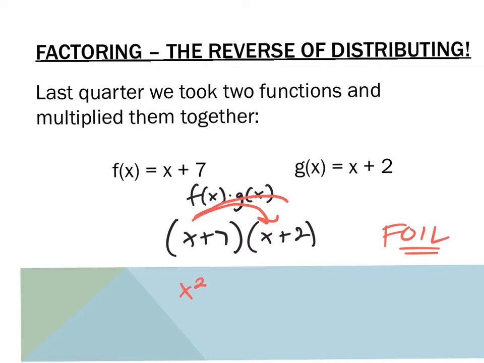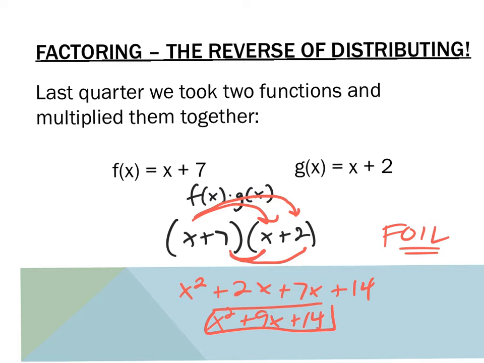The outside term would be x times 2, which would become 2x. The I stands for inside, so that becomes plus 7x when I multiply those two. And lastly, we get 7 times 2, which is 14. And then we collect like terms, and we get our final answer.